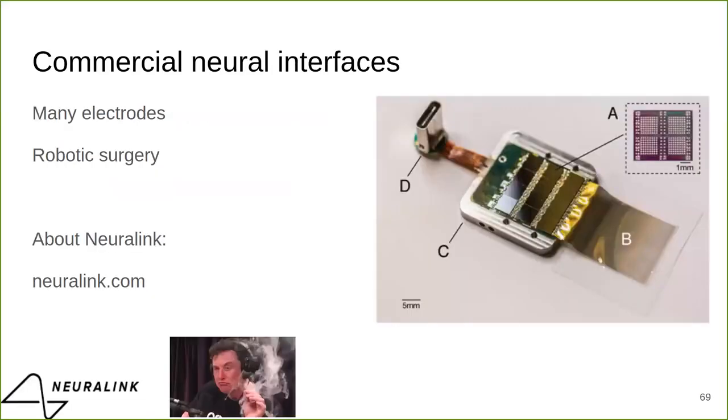And of course, when talking about neural interfaces, I have to address the elephant in the room, and I have to talk about Neuralink, one of the new companies that aim at creating commercial, very large-scale neural interfaces. The most interesting feature here about Neuralink is that it employs many electrodes at the same time, and it also involves robotic surgery for the introduction of these arrays of electrodes.